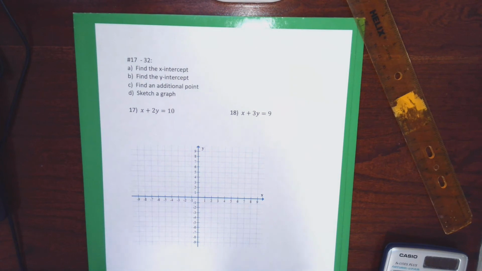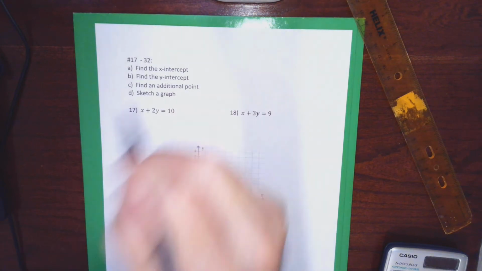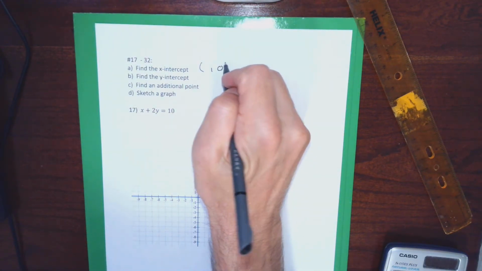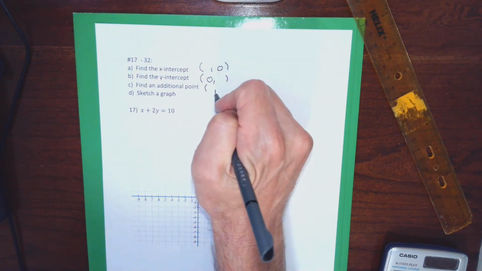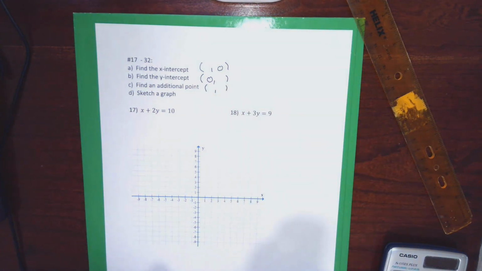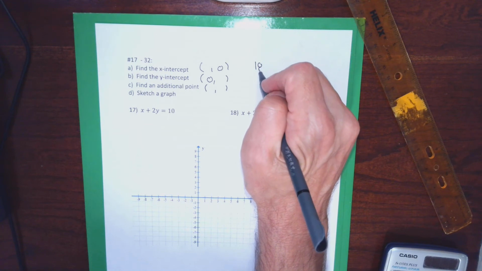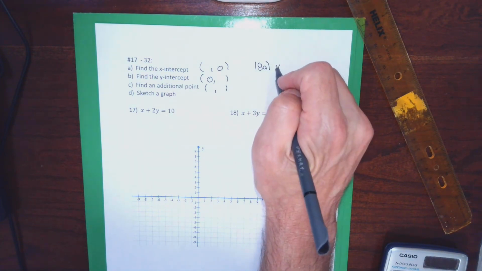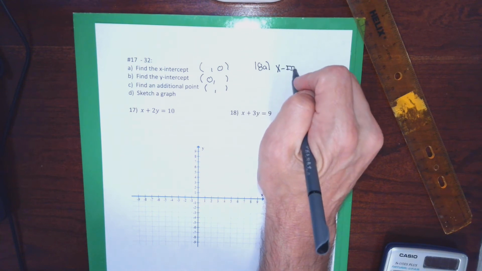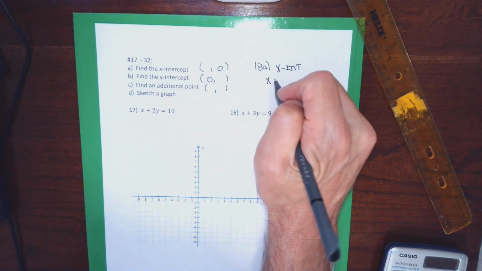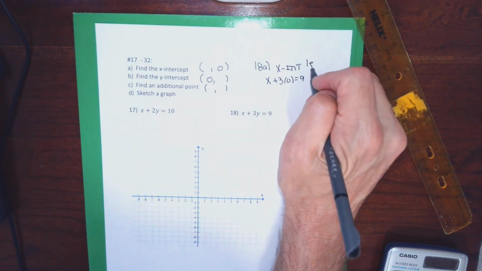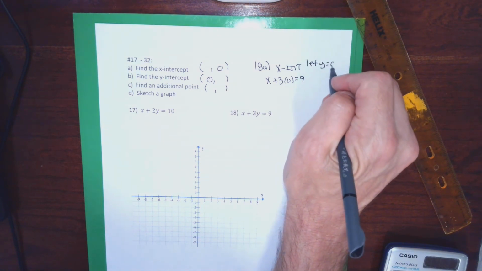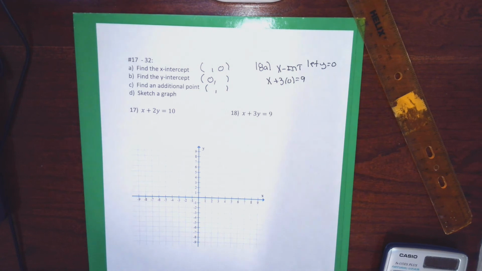So 17 through 32, the instructions have changed. They specifically said find the x-intercept. The x-intercept is going to be some number, comma 0. Find the y-intercept. The y-intercept is going to be 0, comma some number. And then some random other point and sketch the graph. So for part A of number 18, I've done this already. This isn't new. To find the x-intercept, I let y equal 0. So I'm going to go x plus 3 times 0 equals 9. Always when I'm finding an intercept, I'm plugging in a 0, and it's the opposite. If I'm finding an x-intercept, I plug 0 in for y.